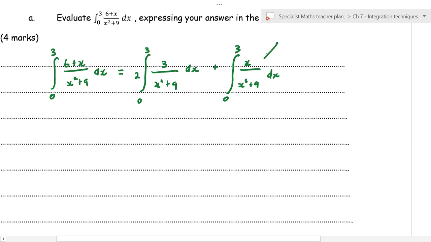And this one over here is going to be a log as well, isn't it? Because the derivative of x squared plus 9 is 2x. And we've got an x there, so we can deal with the constant. Why don't we do something special over here if you want to? Why don't we make this a 2x, which means what needs to go out the front? A half. There's nothing wrong with you doing that in one line.